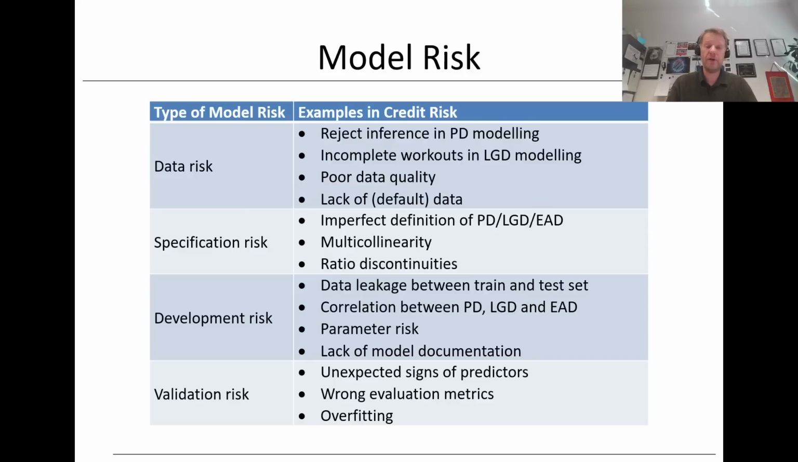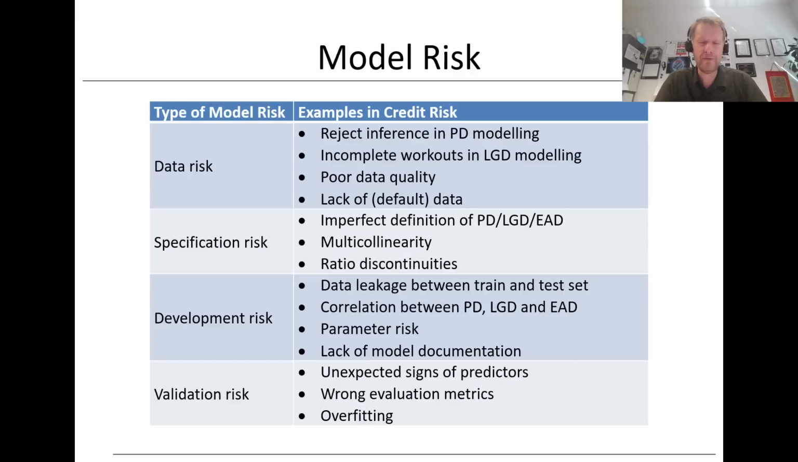And there's a lot of risk that comes with it. That's data risk. Specification risk, multicollinearity. Sometimes you can never get rid of all multicollinearity in the models. You will always have a certain amount of multicollinearity. How are you going to factor that in? And what's the maximum amount of multicollinearity that you tolerate? Development risk, data leakage is something that we often see.